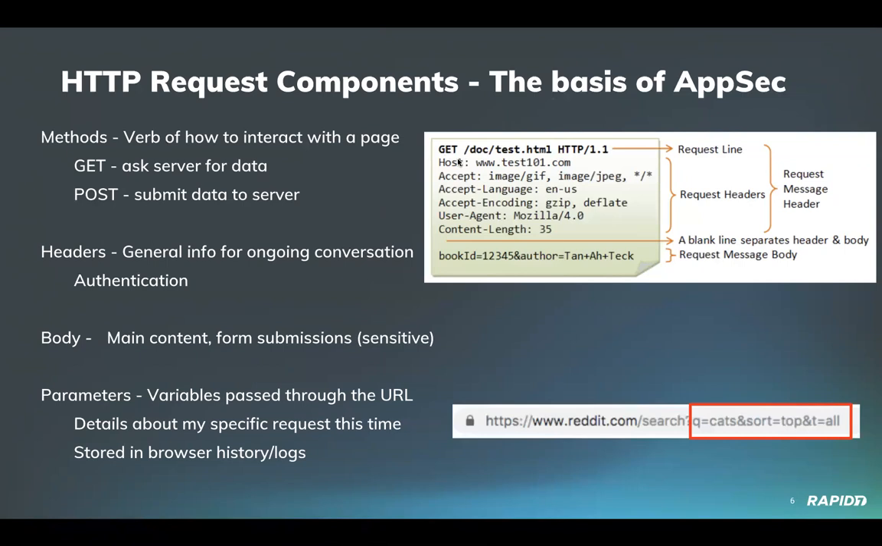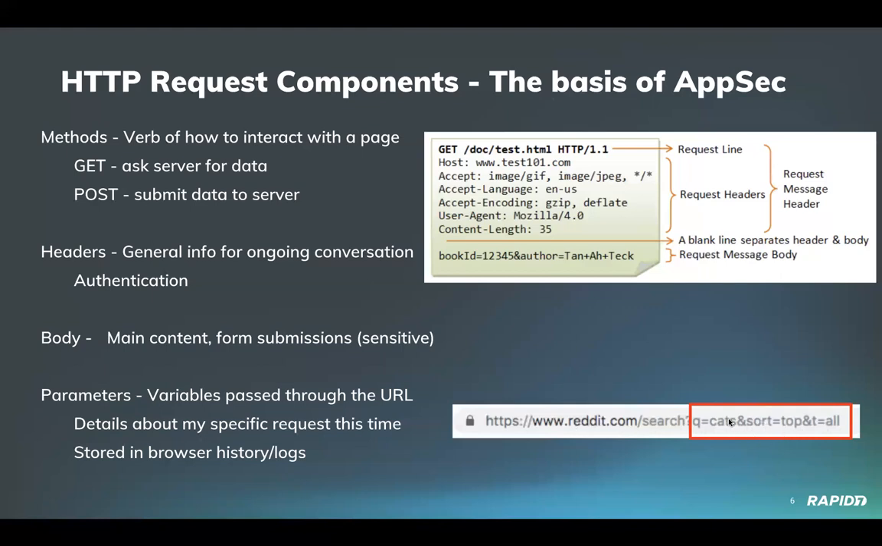Down at the bottom, though, parameters are exclusively in the URL itself. So in this case, we're going to Reddit, and we're going to search Reddit for cats. I want to find anything that has the word cats in it, and I want it to sort by top, from all time. So you can specify things in the URL.